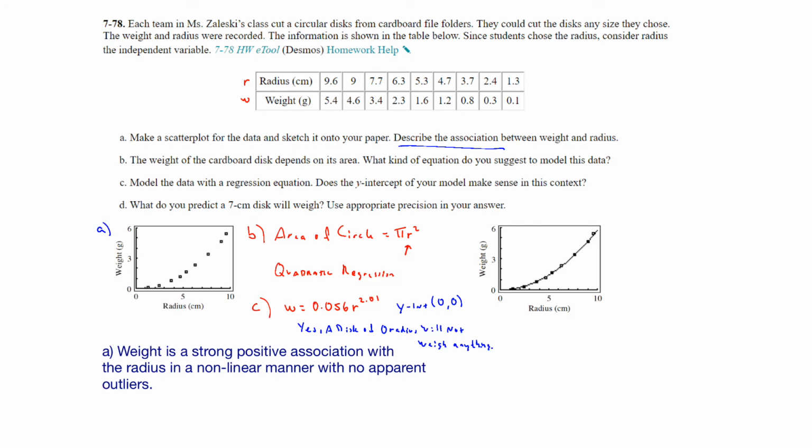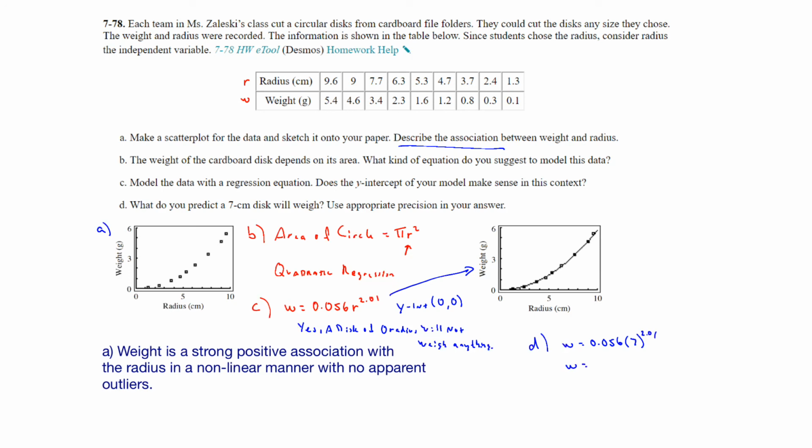What do you predict a 7-centimeter disc will weigh? Use appropriate precision in your answer. I also went ahead and showed you the line, the quadratic regression. I went ahead and graphed that as well so you could see how it fit the data once we did that. But now, kind of moving on to D, now we're trying to predict what a 7-centimeter disc would weigh. Well, that represents the radius, so plug that into your equation that you found, 0.056, and then 7 centimeters is the radius, and we'll raise that to the 2.01.